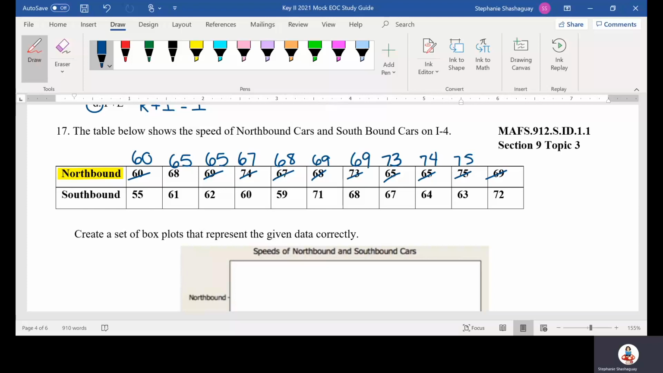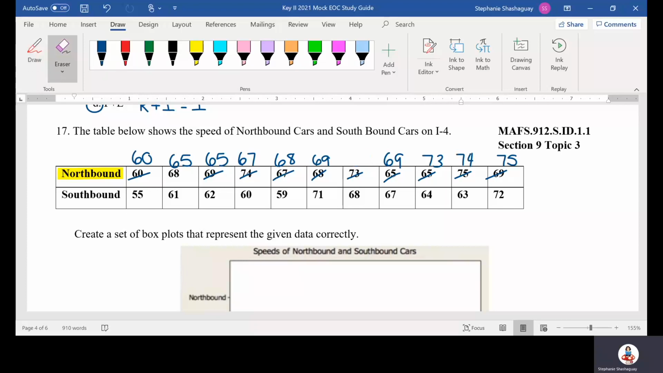Oh, look at that. I forgot a 68. So I'm going to write 75 in there, 74 in here. And your data does have to be in order. If your data is not in order, then when you split your data to create the box plot, you will have created it incorrectly.